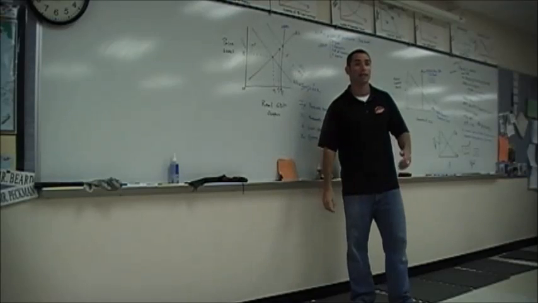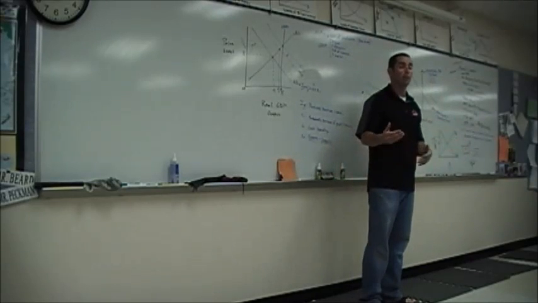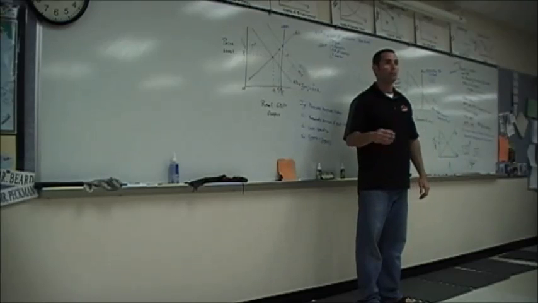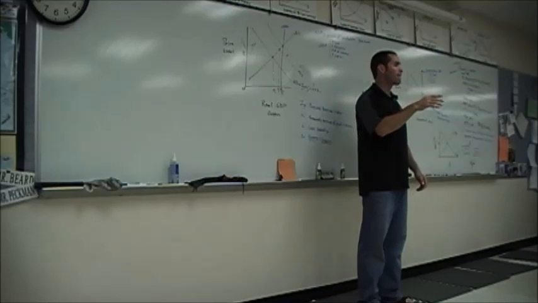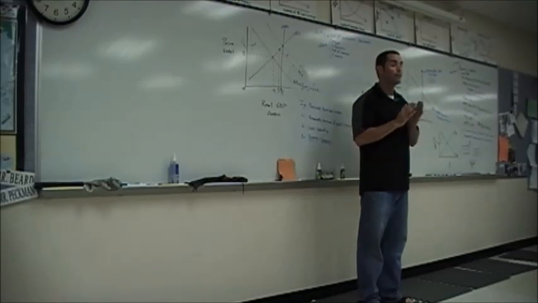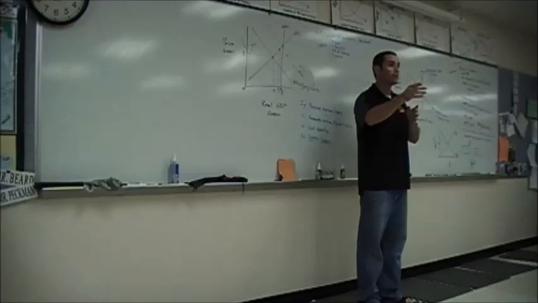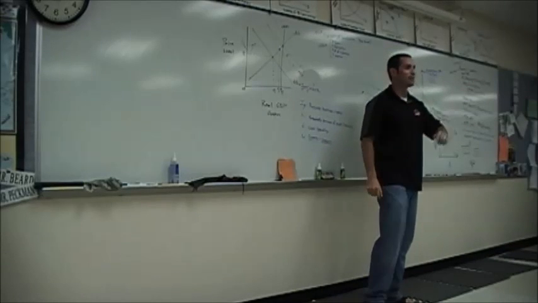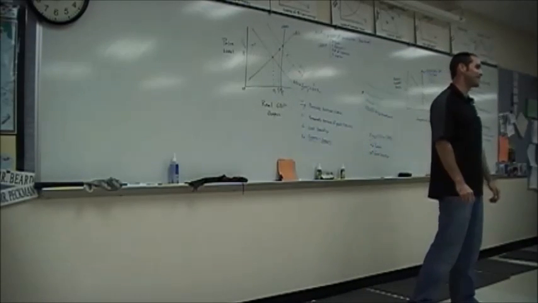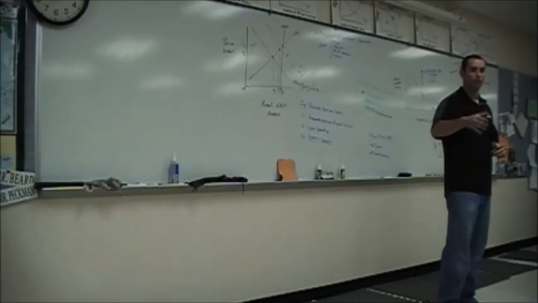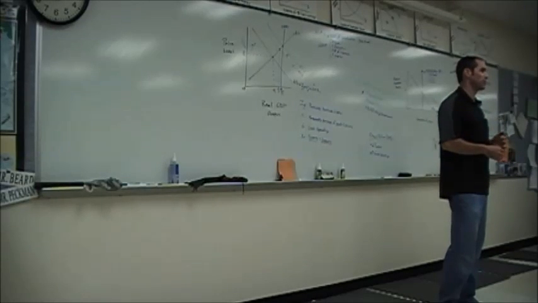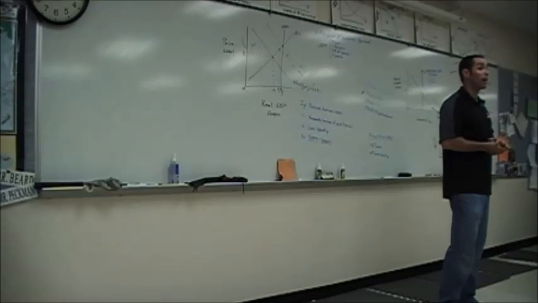The economy self-corrects. Under the classical view, what will cause the economy to self-correct, guys? Flexible prices and wages. All right, under the classical view, yes, the economy is self-correcting and will come back to equilibrium because of those flexible prices and wages. Other questions?